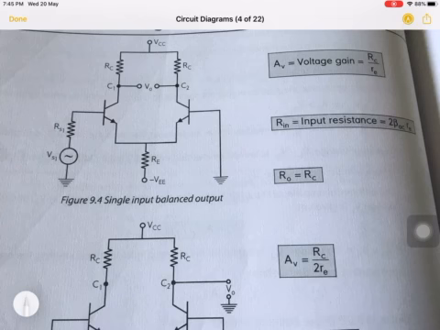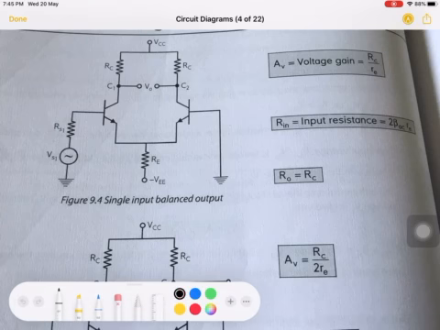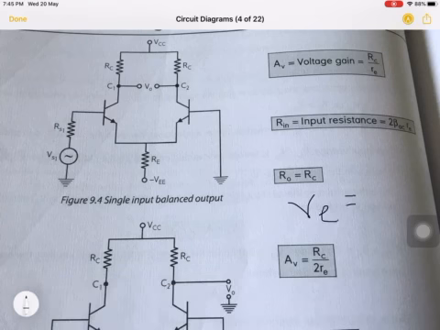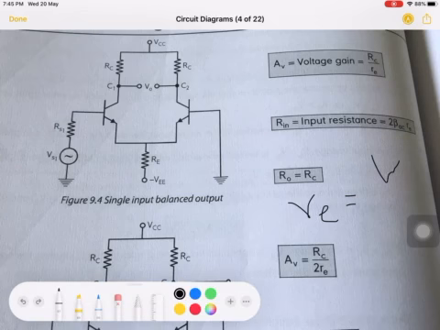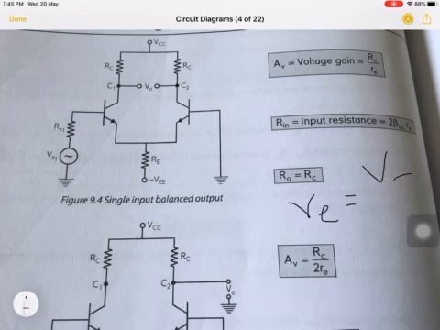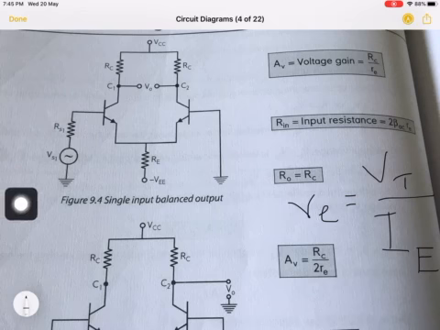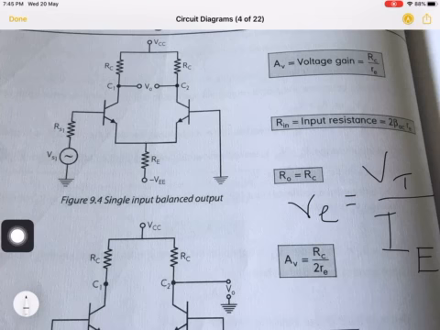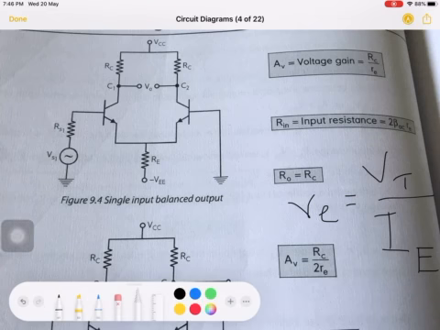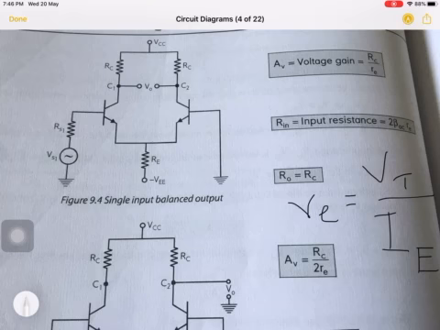For this, voltage gain is RC upon RE, where small RE, I have not mentioned it here. Let me read. Small RE is resistance, and resistance has to be voltage divided by some current. So it is VT, that is thermal equivalent voltage, divided by IE. So small RE is defined by VT upon IE. Its input resistance is 2 beta AC RE and output resistance is RC.